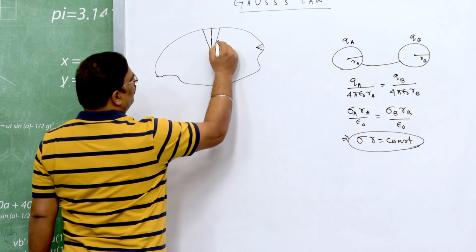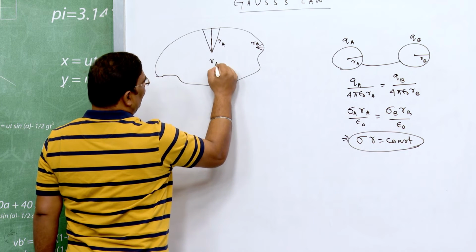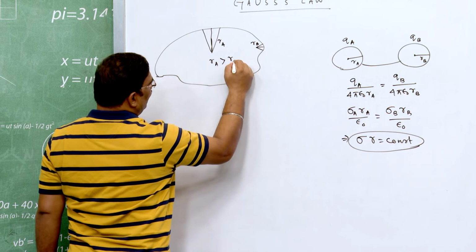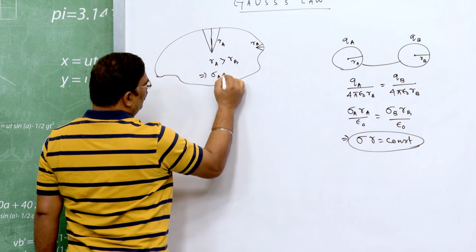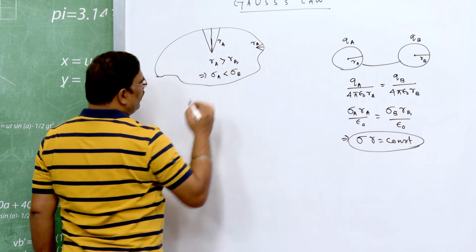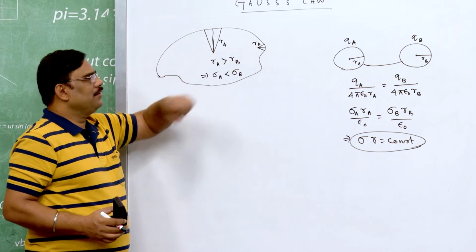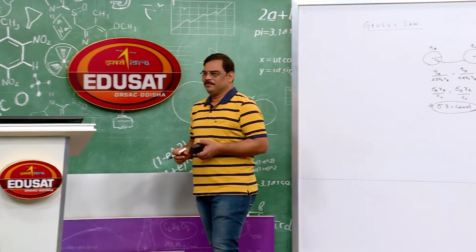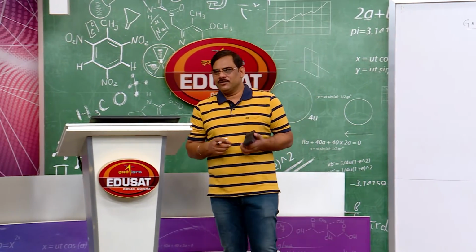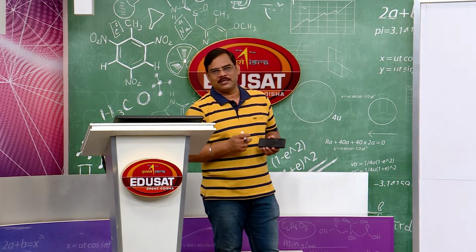So, if this is my r a and this is my r b, since r a is greater than r b, sigma a will be less than sigma b. So, the charge density at a will be smaller than the charge density at b. Let us go to the next slide. In the next slide, we are going to discuss the capacity of conductors and capacitors.